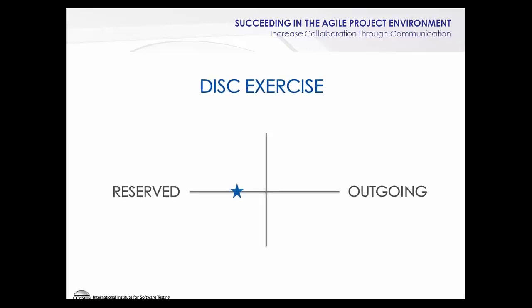Okay, so what I want you to do first is to draw an X and a Y axis, and then label the left side of the X axis reserved and the right side outgoing. Now place an X on the X axis that best fits you. Consider that the center of the axis is 0, and as you go out to either side, it's a 10. So do you feel outgoing, or do you feel more reserved? And you can put it based on your degrees.